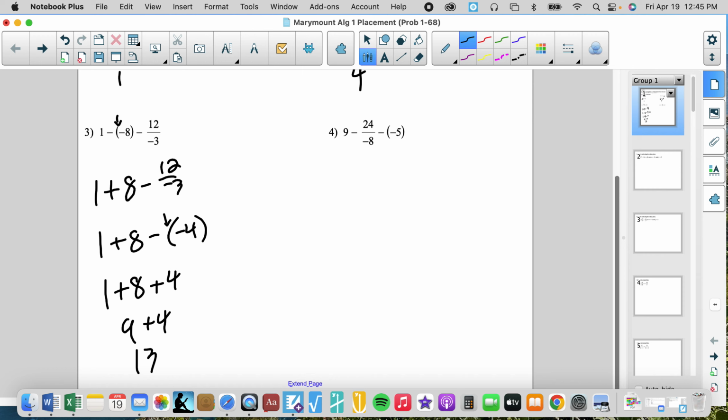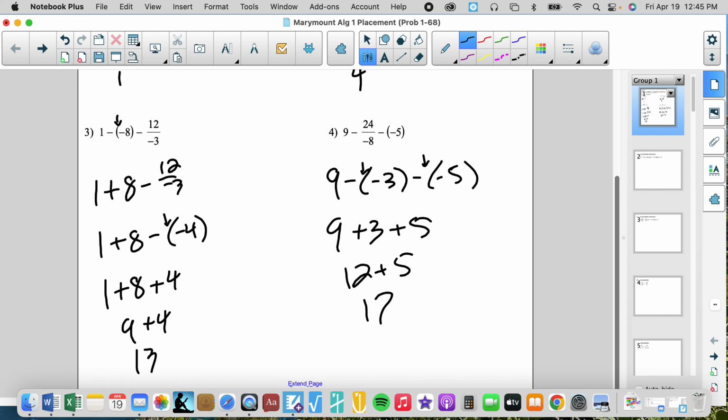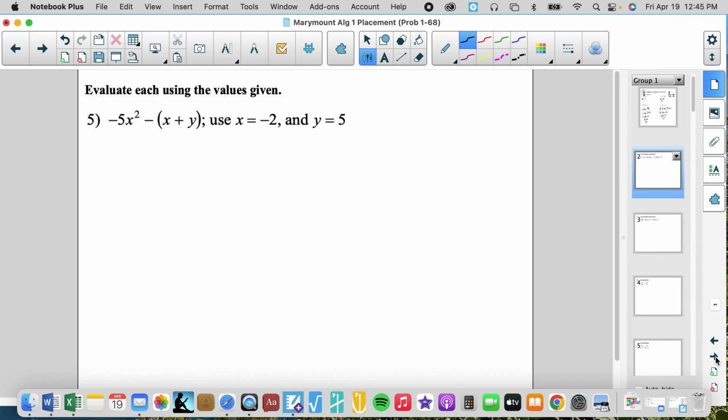We are going to do the division. So we have 9 minus 24 divided by 8, which is -3. We can do the double, well, let's do -5. We're going to do the double signs here, the double signs here. 9 plus 3 plus 5, which gives us 12 plus 5, or 17. That's nice and done.